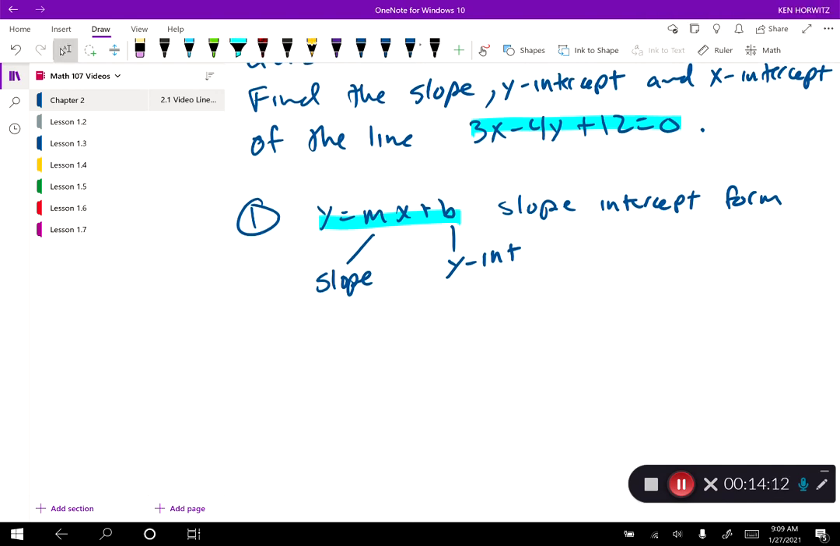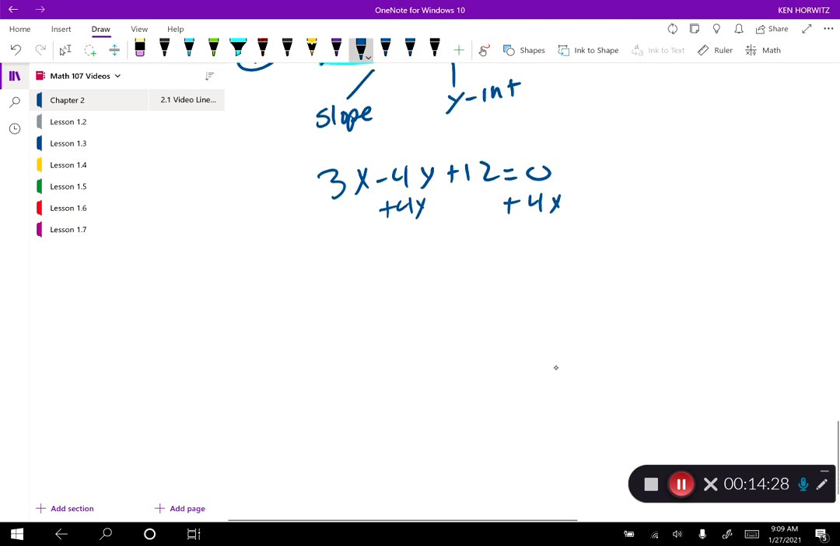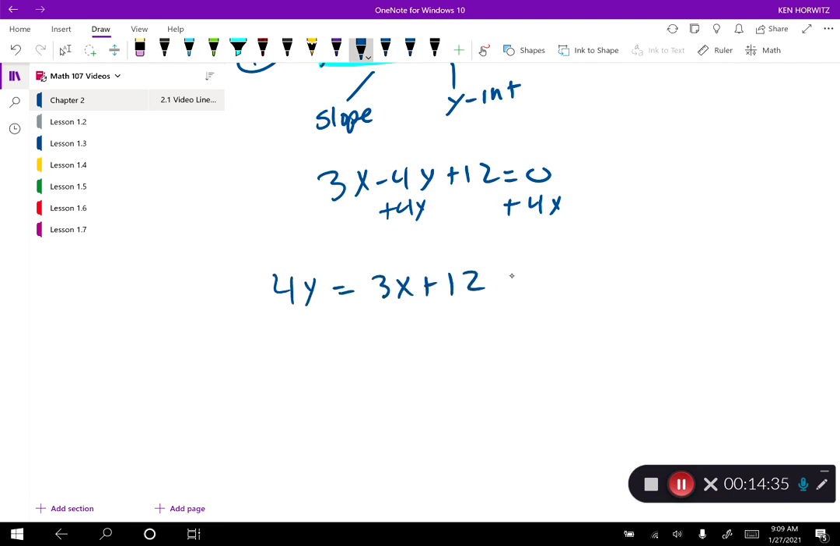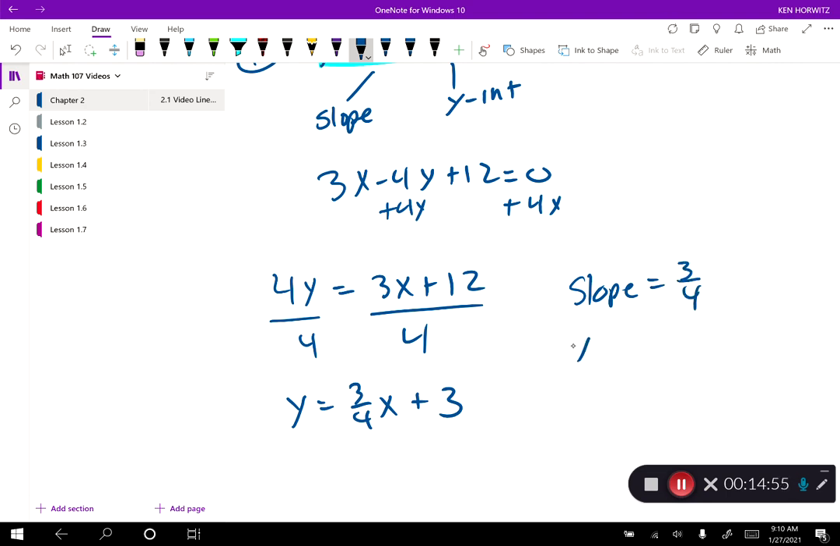Basically, what I would need to do is take this equation, 3x minus 4y plus 12 equals 0, and solve it for y. So I'm going to add 4y to both sides. Okay, and I get 4y equals 3x plus 12. Now I'm going to divide by 4, and y equals 3/4 x plus 3. So the information I've gained from this is my slope equals 3/4. My y-intercept equals 3.